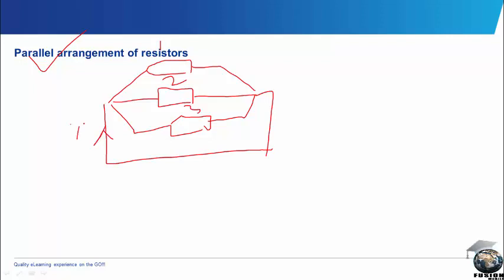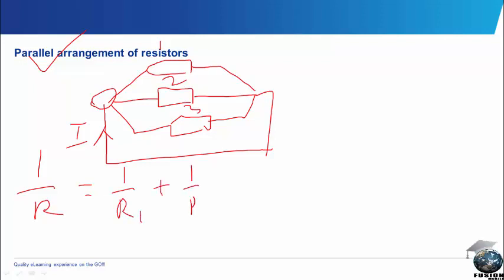Why are they in parallel? If I consider this to be my current, at this point here, the current will split. Some will go to R1, some will go to R2, and some will go to R3. The mathematical formula to take care of this says that the inverse of the total resistance, 1 over R, is giving us 1 over R1 plus 1 over R2 plus 1 over R3.